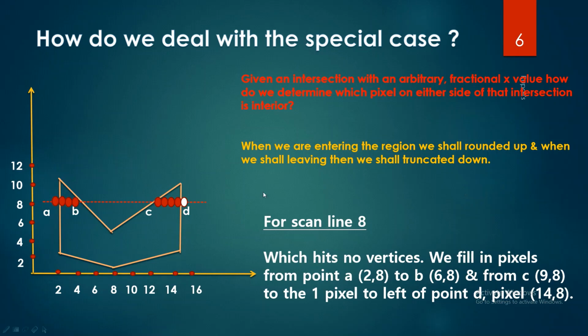How? See here, scanline 8 which hits no vertices. We fill in pixels from point A at 28 to B at 68, and from C at 98 to one pixel to the left of point D at 14.8. In this way, here you have to truncate it down, so one pixel to the left of point D.